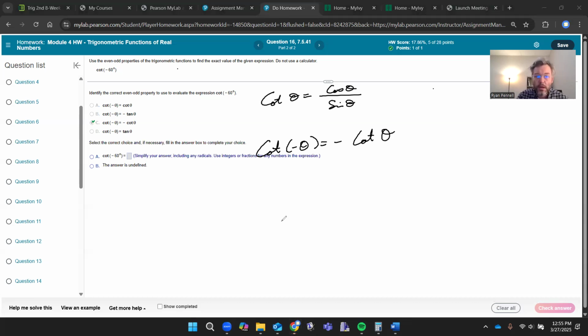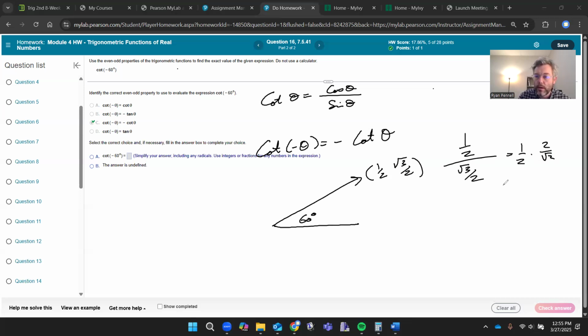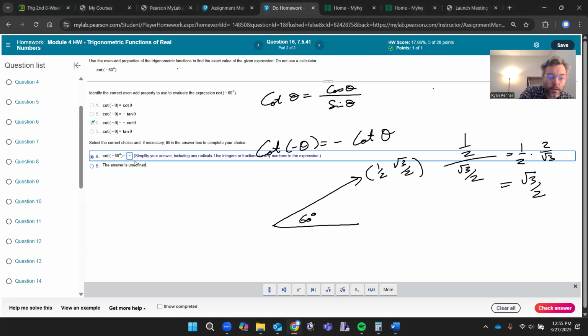This could be no problem for you. Again, if you know how to deal with 60 degrees, you know how to just put the negative sign. So for 60 degrees, we have 1/2, root 3 over 2. So the cotangent is going to be cosine over sine, 1/2 over root 3 over 2, which is 1/2 times 2 over root 3, which looks like it's root 3 over 2. That's the cosine of 60 degrees. Now we just need to put a negative sign because it's negative.